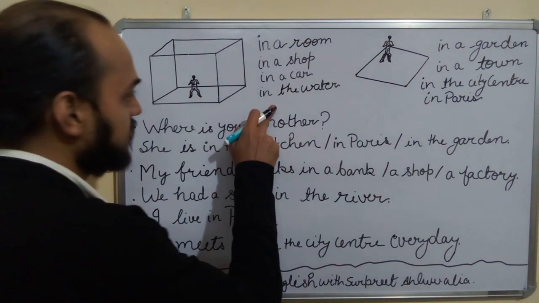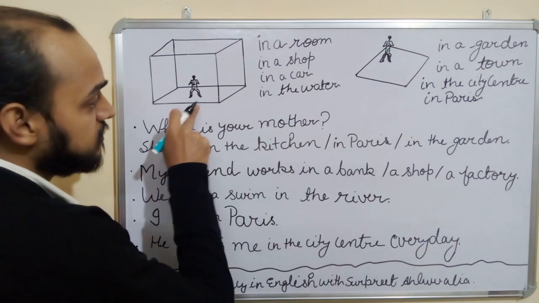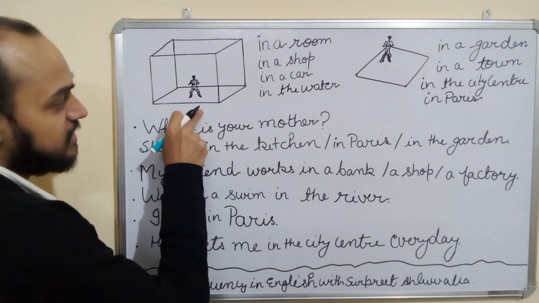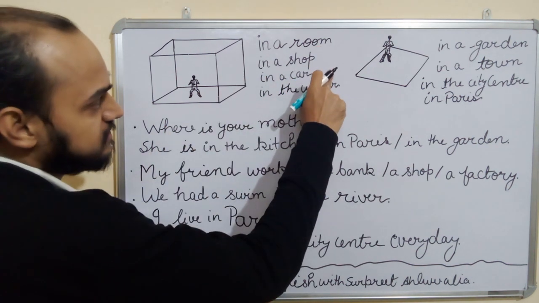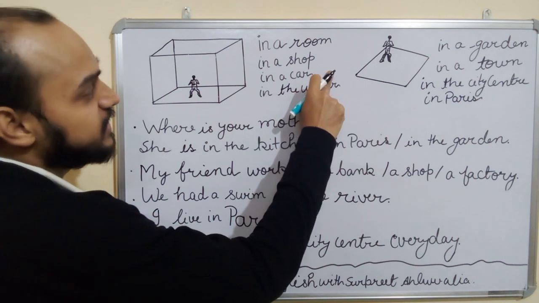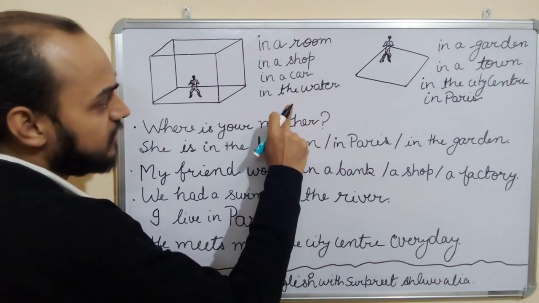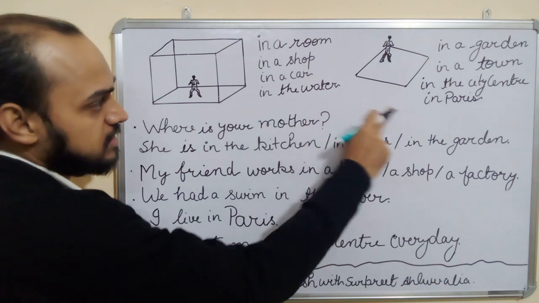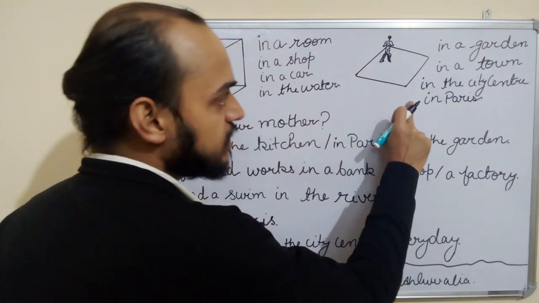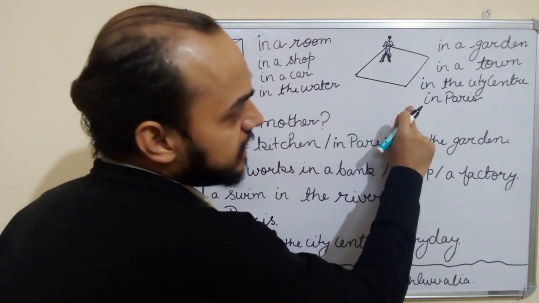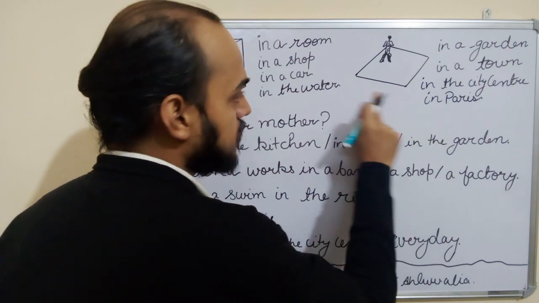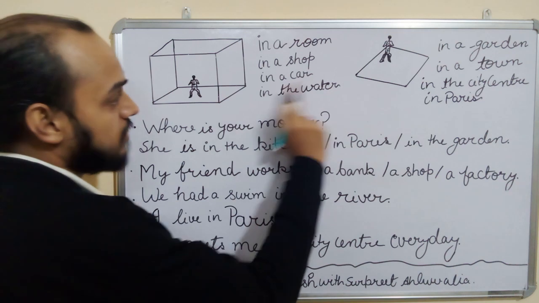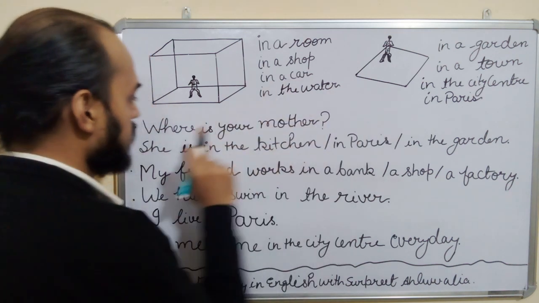On the board you can see, you can take this example as a room. There is someone standing in this room. Now we are going to read these things. In a room, in a shop, in a car, in the water. Now look at the second example. In a garden, in a town, in the city center, in Paris. Now look at these two examples very carefully.